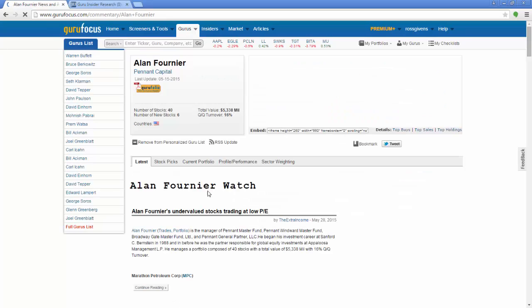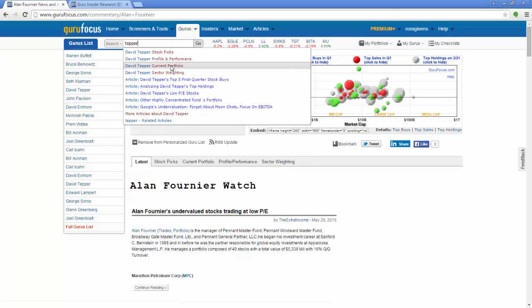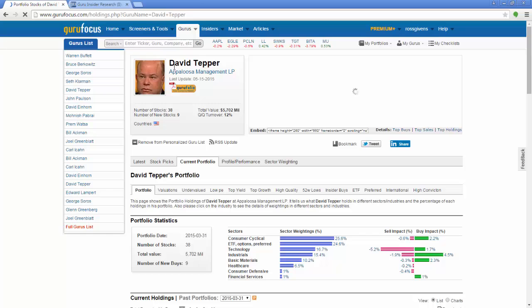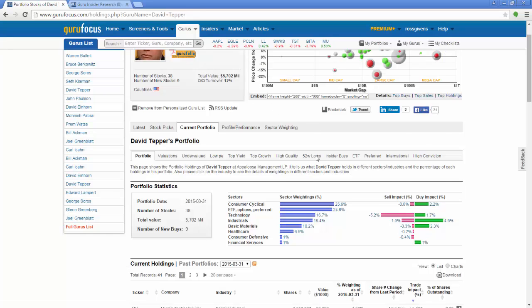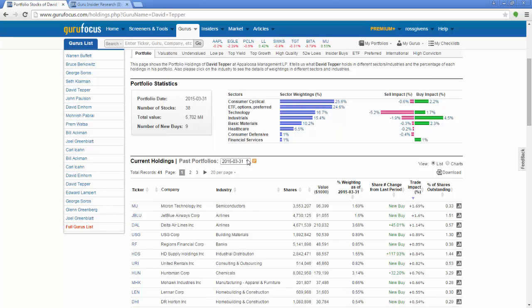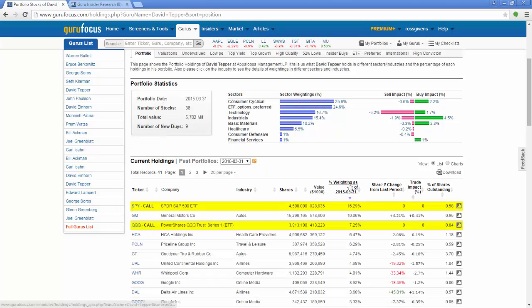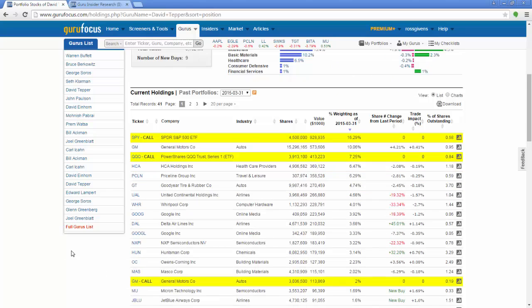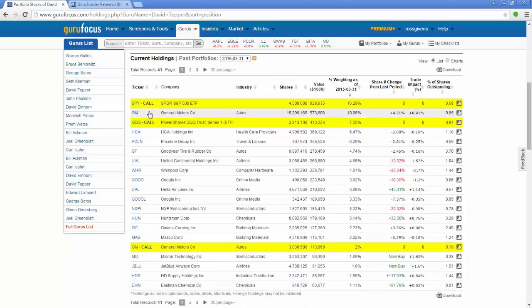Sean, will it show options? Yeah, it does. We do show option purchases, but I think it only shows purchased options, and it doesn't show the strike and expiration because they don't have to disclose that. But if we look at David Tepper's current portfolio, you see two of his three largest positions. The options are highlighted there in yellow. He's got calls on the SPY. He's got calls on the QQQs. In this last quarter, he bought some calls on General Motors as well. So, again, it doesn't tell the strike and expiration. They don't have to disclose that information.